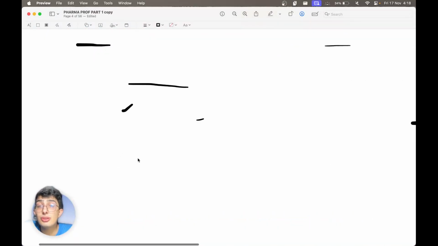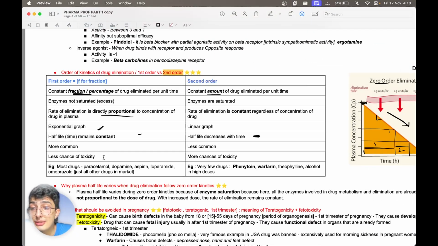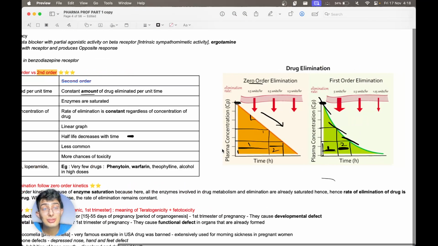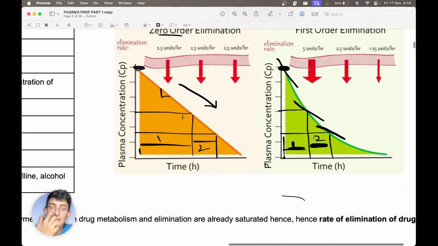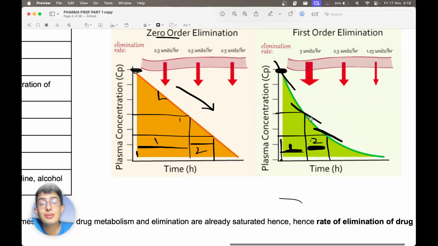Now let's go to the second last point, chance of toxicity. In first order kinetics, there is less chance of toxicity, right? Why? You might come up with the answer by this time. Because in first order kinetics, if the amount of drug is high, the rate of elimination is also high, right?